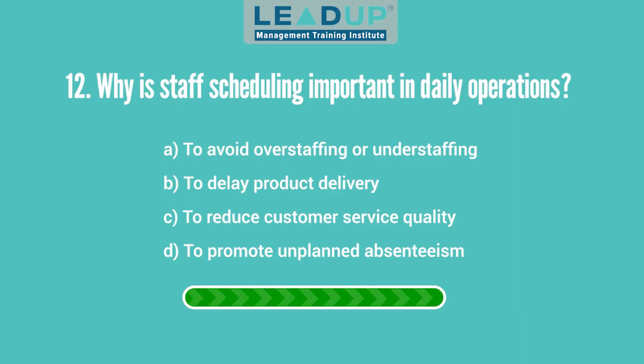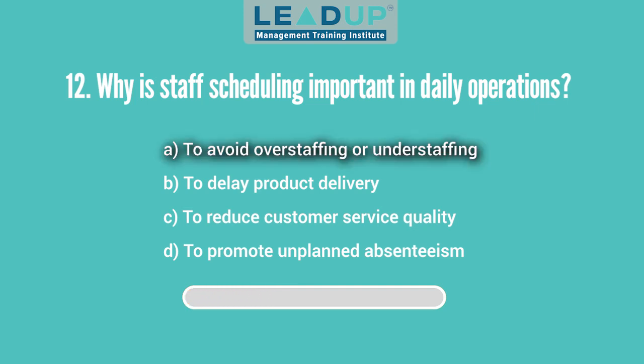Question 12. Why is staff scheduling important in daily operations? A. To avoid overstaffing or understaffing. B. To delay product delivery. C. To reduce customer service quality. And D. To promote unplanned absenteeism. Answer: to avoid overstaffing or understaffing.